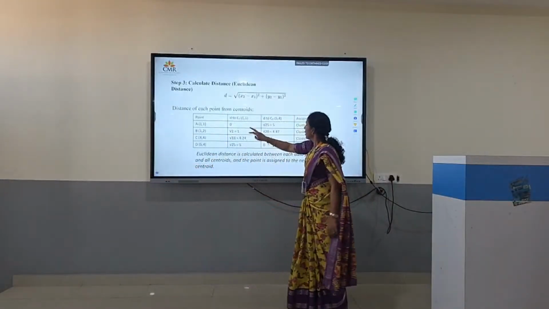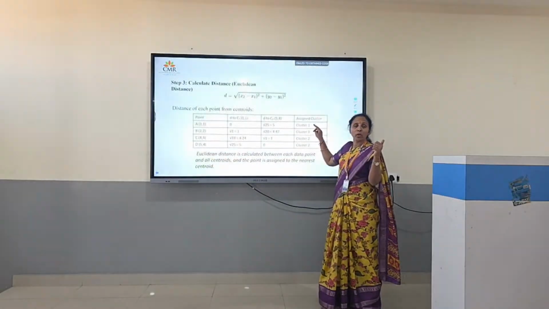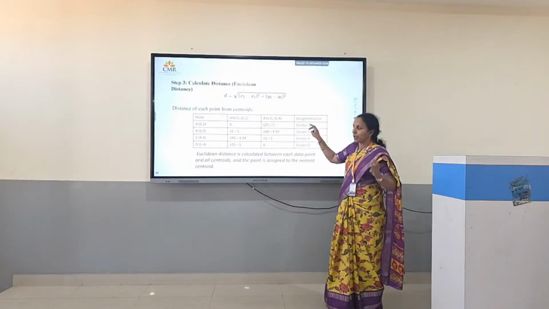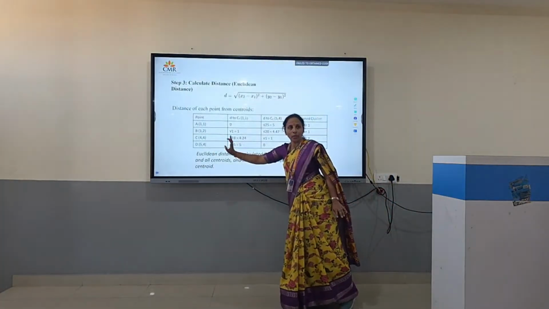See here. First data point moves to which cluster? Centroid. What is the centroid of cluster 1? A. Then what is cluster 2? For cluster 2 we have D.